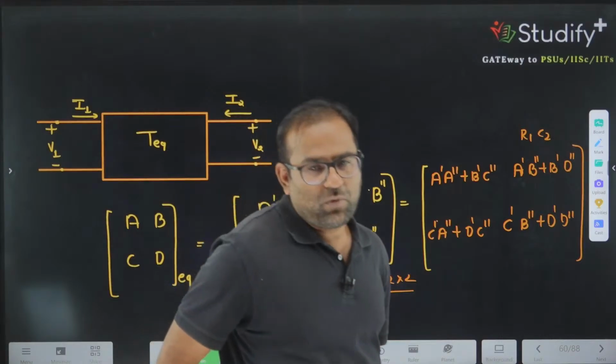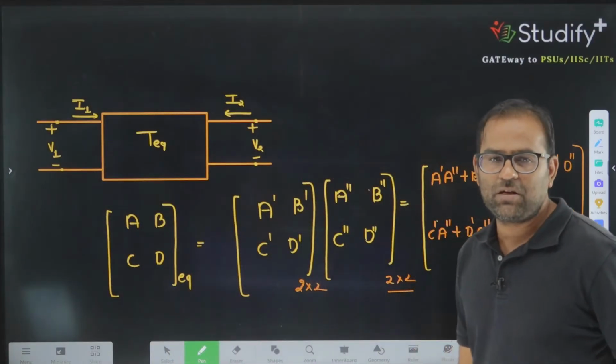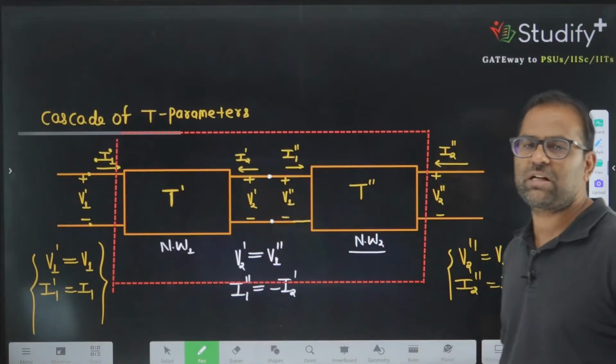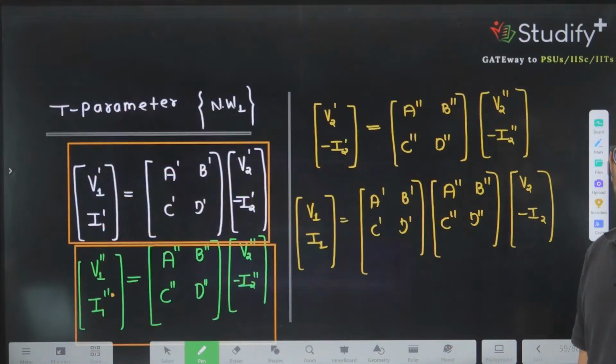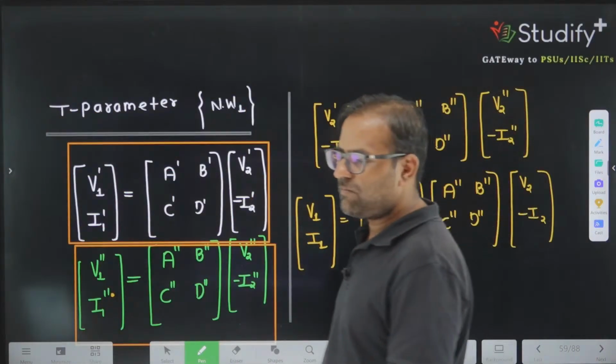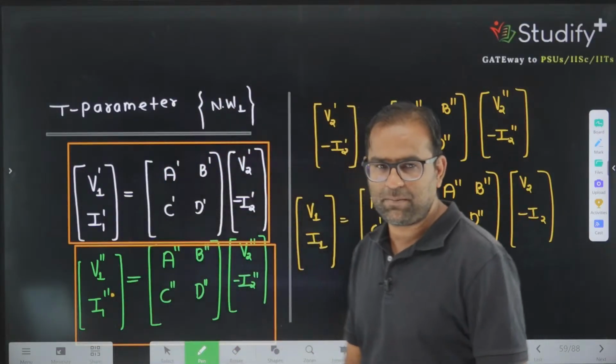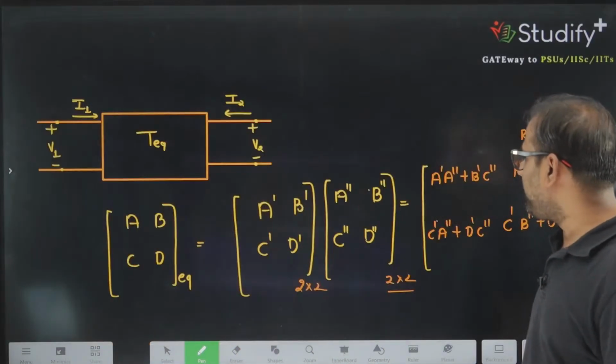What is the main application of this? When two-port networks are cascaded and you have the T parameters, by just multiplying the matrices you can have the equivalent T parameter, the equivalent ABCD parameters of the network.